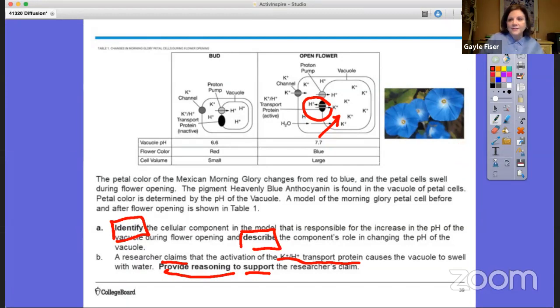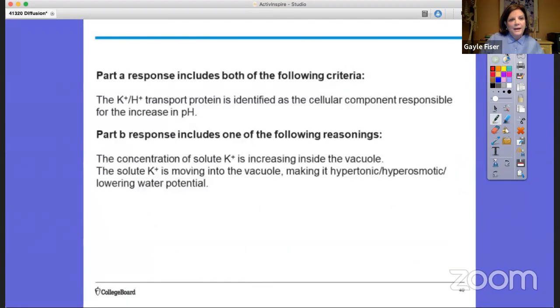Okay, so let's look at the scoring guideline. Part A would have gotten you both of those task verbs. The potassium hydrogen transport protein is identified as a cellular component and then responsible for the increase in pH. So you probably wrote more than was needed, but it's better to write a complete thought than to try to figure out what the rubric wants you to do specifically. Like, answer the question completely.